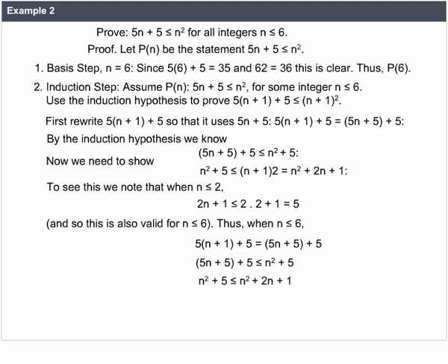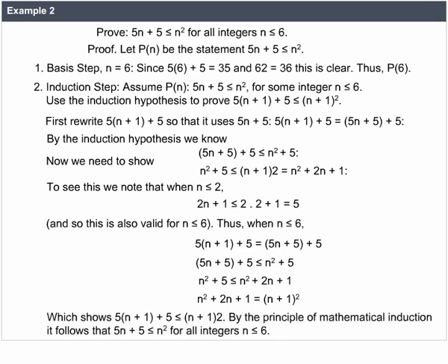Then, n squared plus 5 is less than or equal to n squared plus 2n plus 1. Then, n squared plus 2n plus 1 equals (n plus 1) squared, which shows 5 times (n plus 1) plus 5 is less than or equal to (n plus 1) squared. By the principle of mathematical induction, it follows that 5n plus 5 is less than or equal to n squared for all integers n greater than or equal to 6.